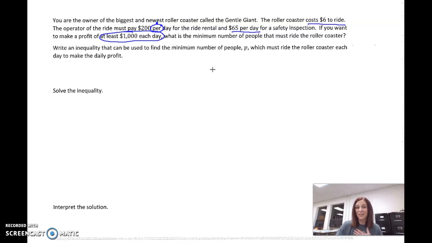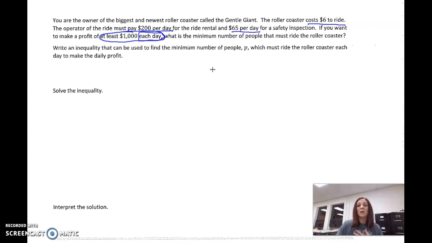Now I need to go back. These are both per day here. I'm going to take back what I said before because I should have read the full question before I went back to figure that out. Learn from my mistakes. Because this right here, each day. We just want to know what it is per one day.